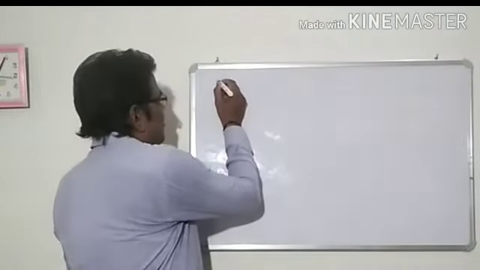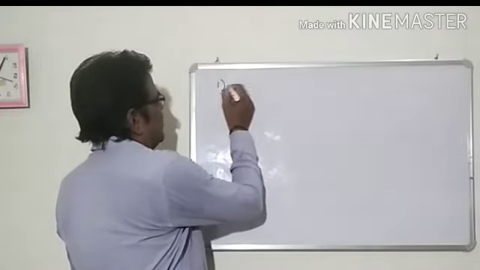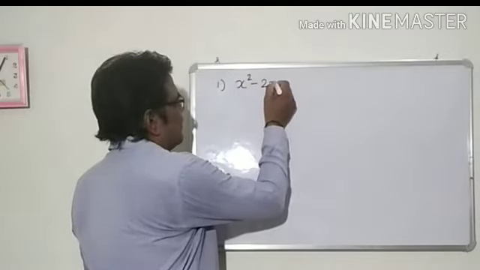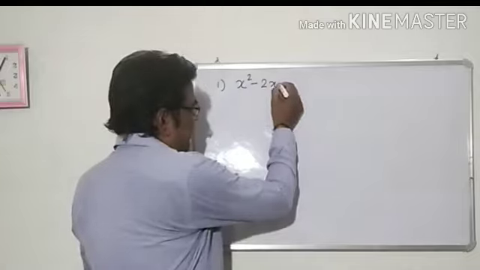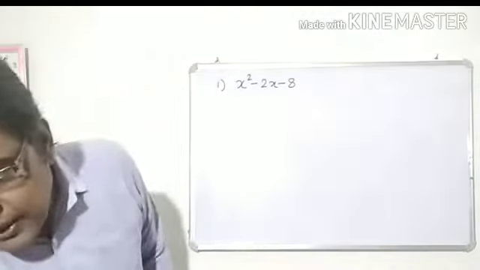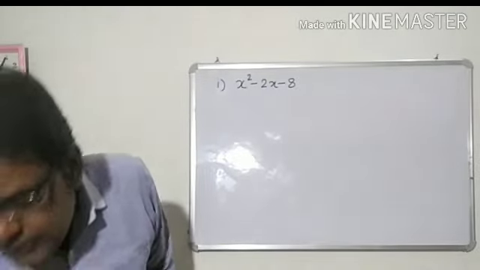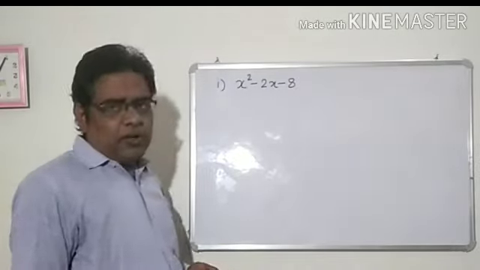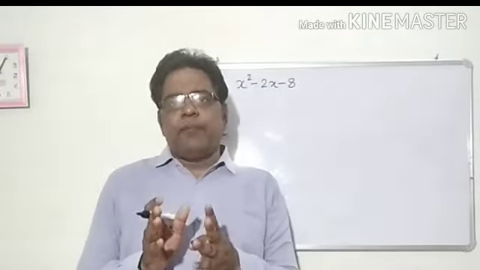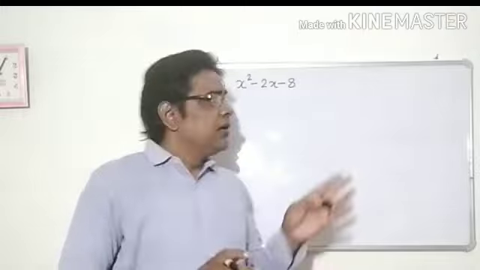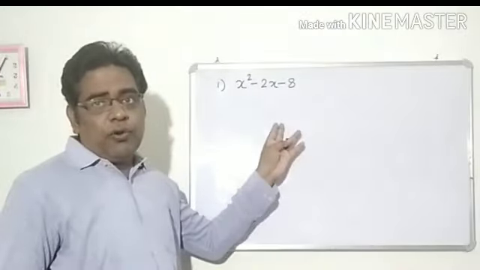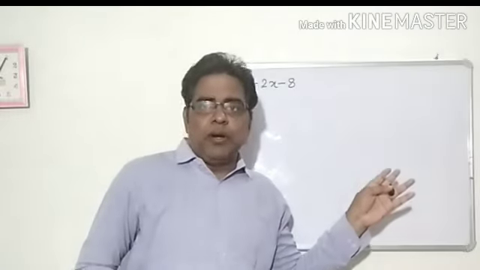So your first question is x square minus 2x minus 8. As you see on the screen, the question is this: x square minus 2x minus 8. Now they are saying find the zero of the coefficient. So first of all, we have to find the zero of this polynomial, and that we'll do by splitting the middle term.